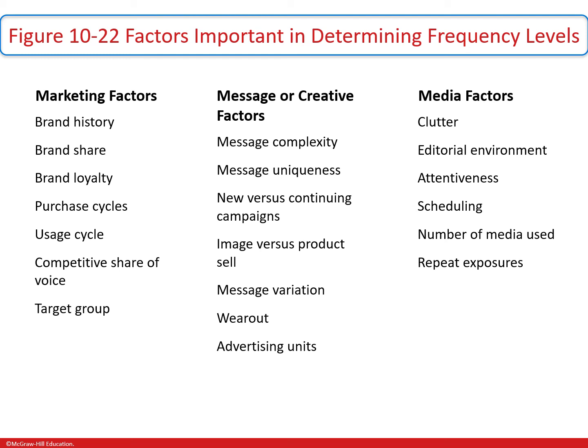In terms of media factors, more clutter requires higher frequency to break through it. Media that allow for more repeat exposure require less frequency. The more consistent the ad is with the editorial environment, the less frequency is required. The fewer the media, the lower the frequency required. The higher the level of attention achieved by the media, the less frequency required. And continuous scheduling also requires less frequency.